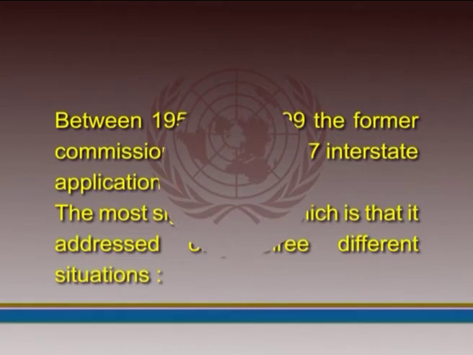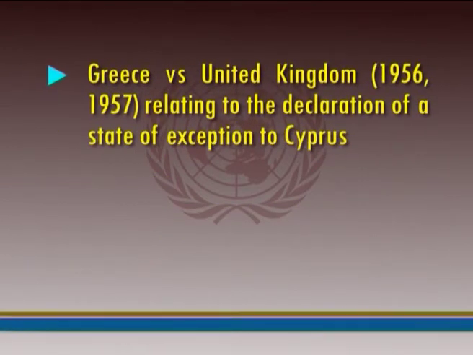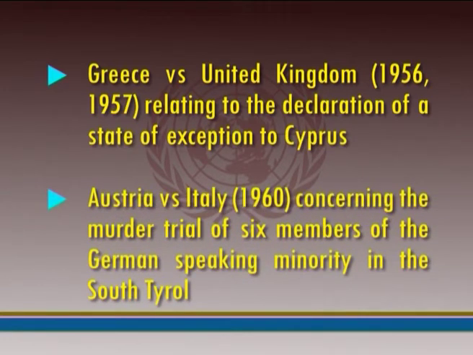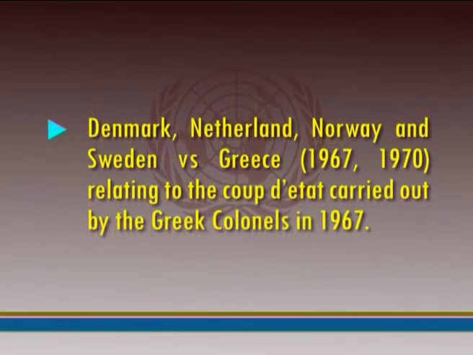different situations. Number 1. Greece versus United Kingdom in 1956 and 1957, relating to the declaration of a state of exception in Cyprus. Number 2. Austria versus Italy in 1960, concerning the murder trial of 6 members of the German-speaking minority in South Tyrol. Number 3. Denmark, Netherlands, Norway and Sweden versus Greece in 1967-1970, relating to the coup d'etat carried out by the Greek colonels in 1967.